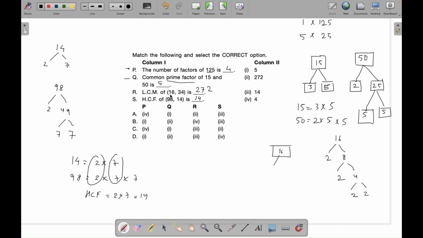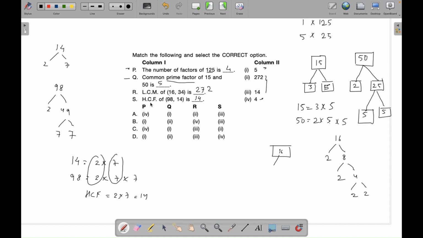So if we apply that logic here, the LCM of 16 and 34 must be greater than both the numbers. Out of these options, we already got one as the answer. We are only left with 272 and 14. 14 is less than 16, so it cannot be the LCM. So without even solving, we know that this must be 272. Okay, this is one trick.